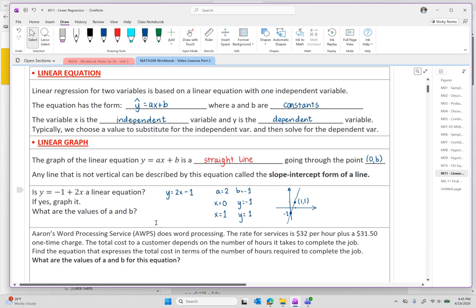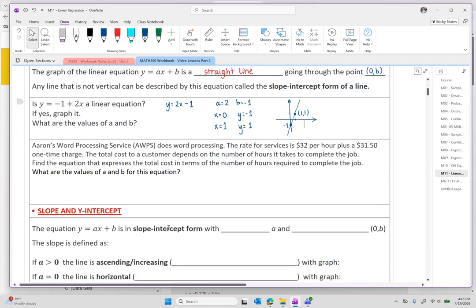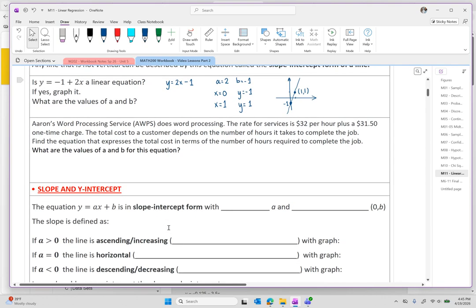Aaron's word processing service does word processing. The rate for services is $32 per hour plus a $31.50 one-time charge. The total cost to a customer depends on the number of hours it takes to complete the job. Find the equation that expresses the total cost in terms of the number of hours required to complete the job.